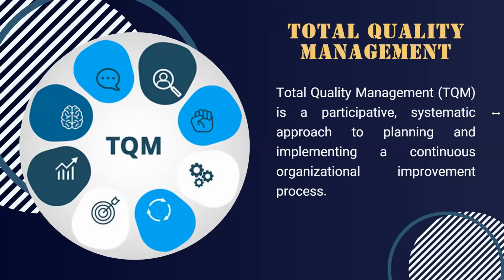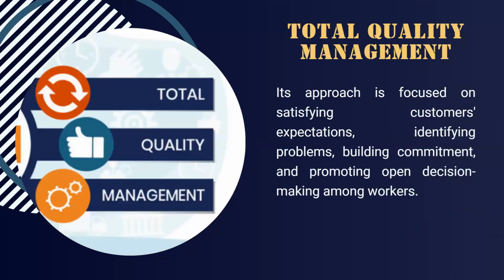Today, we will discuss the first type of quality management techniques, which is total quality management. TQM is a participative, systematic approach to planning and implementing a continuous organizational improvement process. Its approach is focused on satisfying customers' expectations, identifying problems, building commitment, and promoting open decision-making among workers.